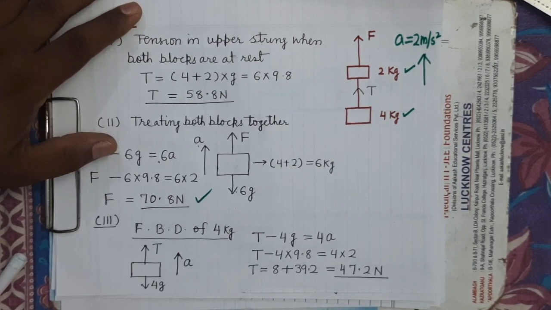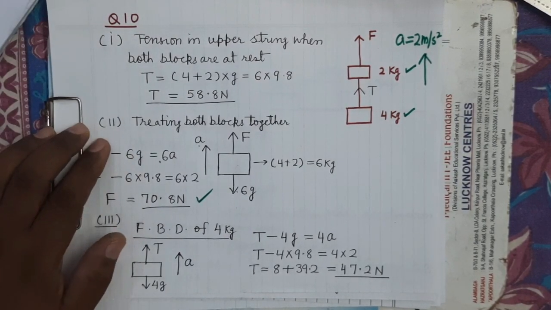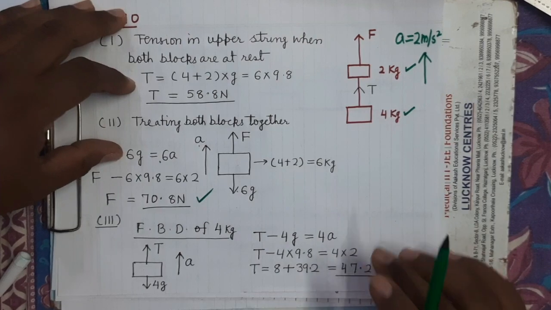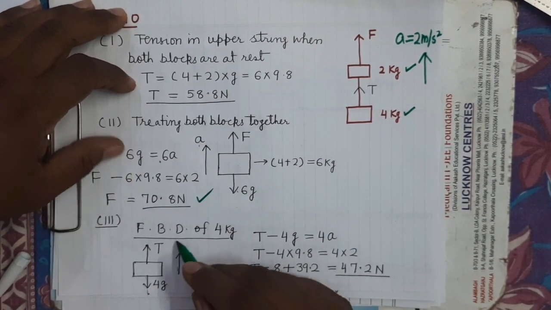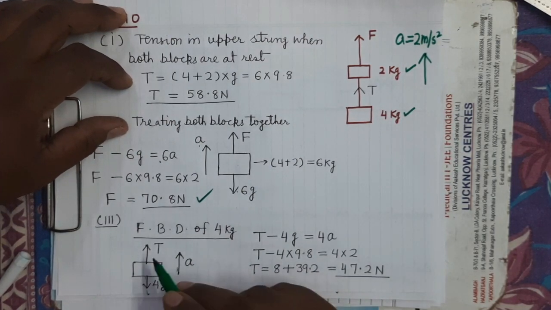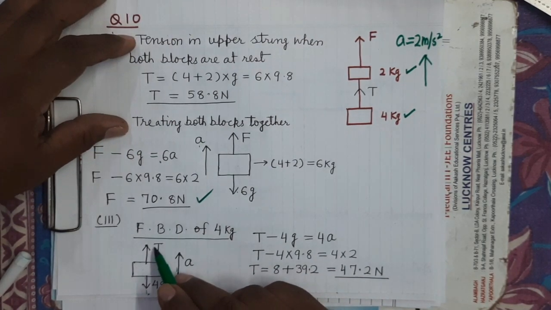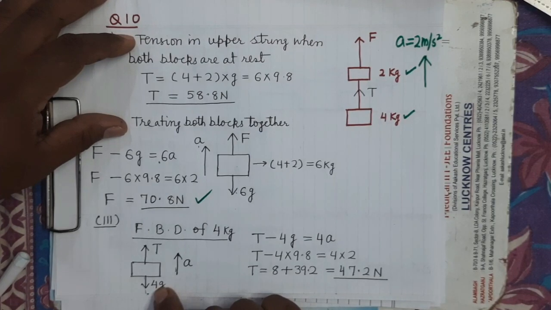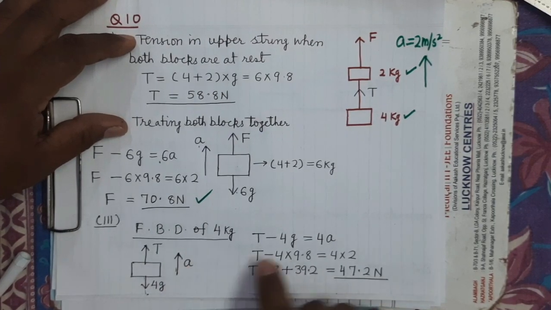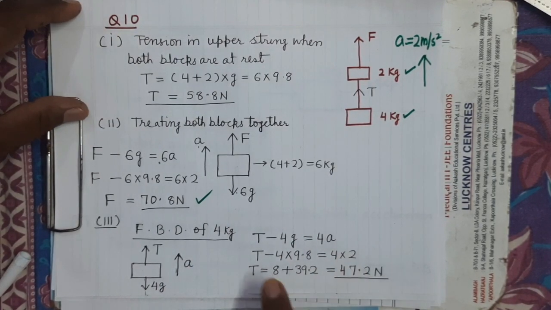You can see here, when you draw the free body diagram of the 4 kg block, T is acting upward, 4g is acting downward, and it is going upward. So what will be the bigger force? The bigger force will be T. So T minus 4g equals 4 into A. The net force is T minus 4g, equal to its mass into its acceleration. Now substitute the value of g and the value of A, which is 2 meter per second square. So it will come out like this.